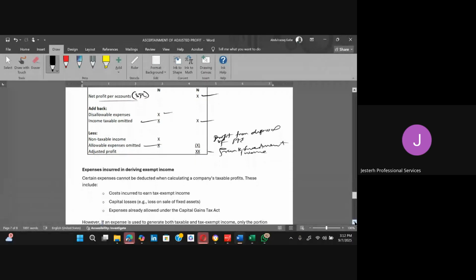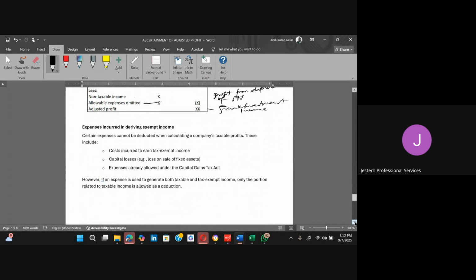Then we have the expenses incurred in deriving exempt income. Certain expenses cannot be deducted when calculating a company's taxable profit. This includes costs incurred to earn tax exempt income. Like I explained earlier, when you have expenses that you incur to derive your non-taxable income, you need to deduct it.